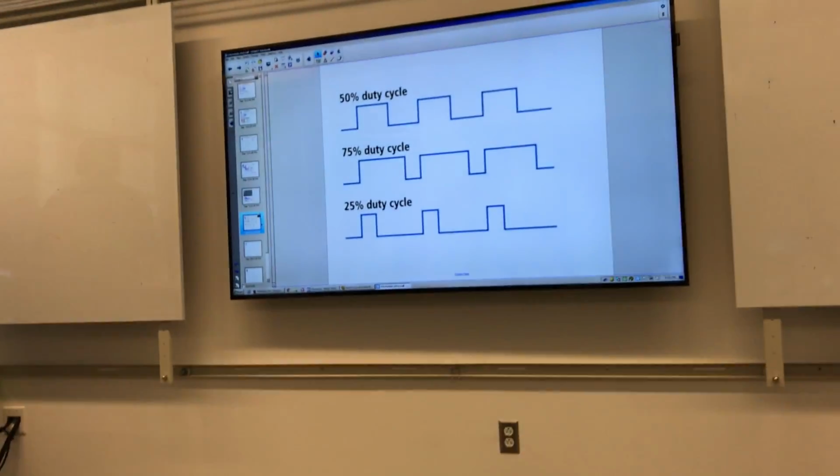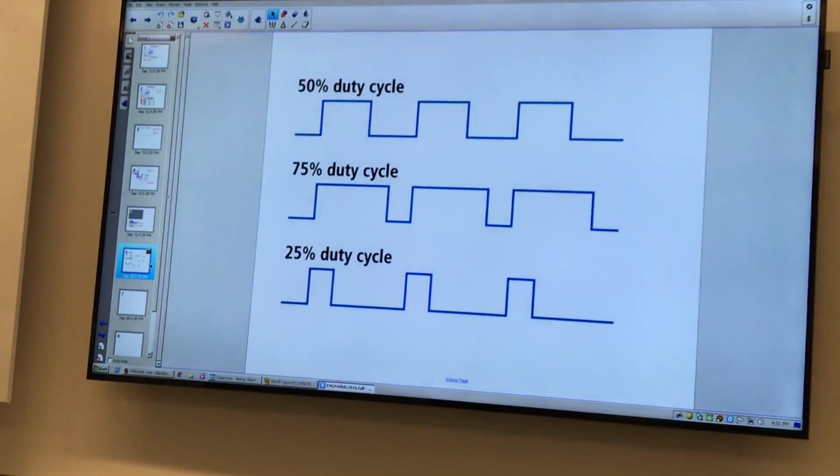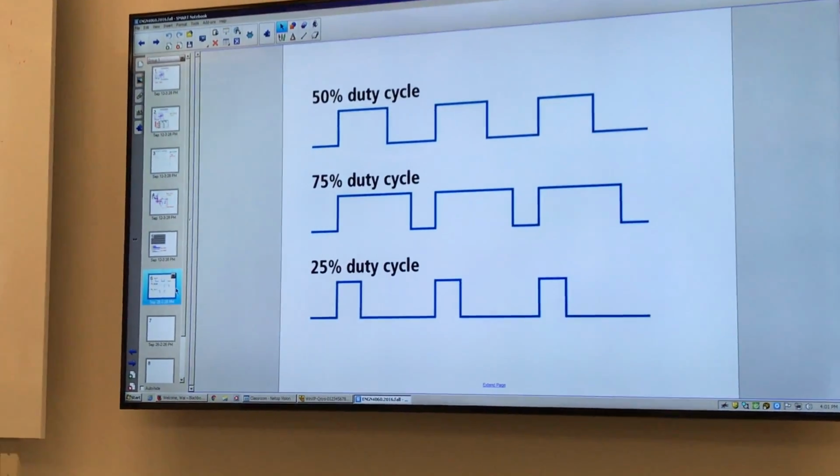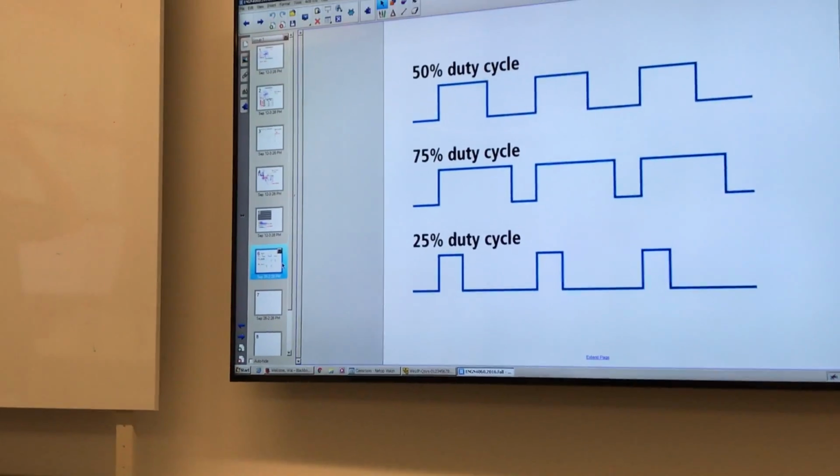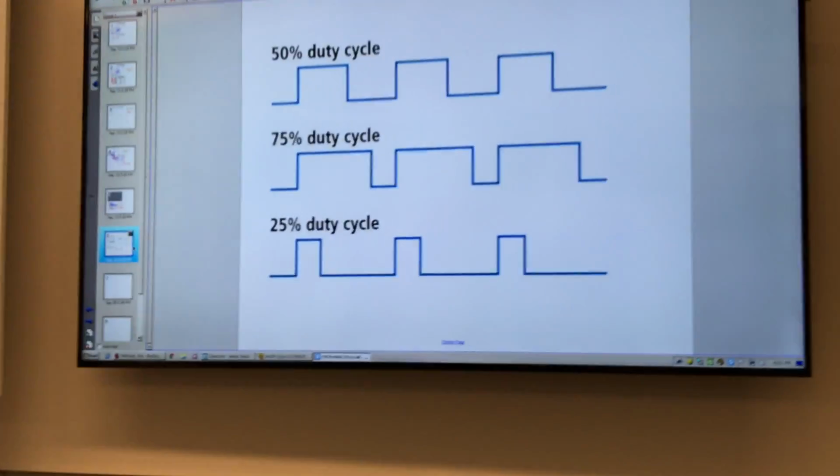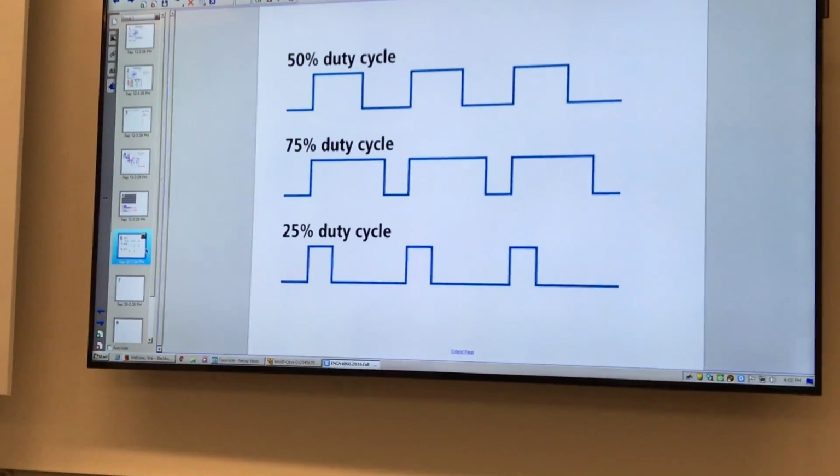So if you look at this graph, what does it represent? Duty cycle or PWM? It is PWM.